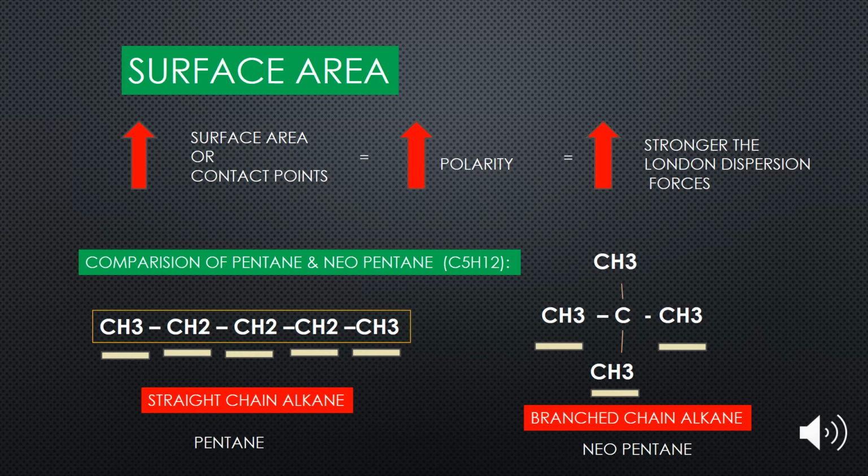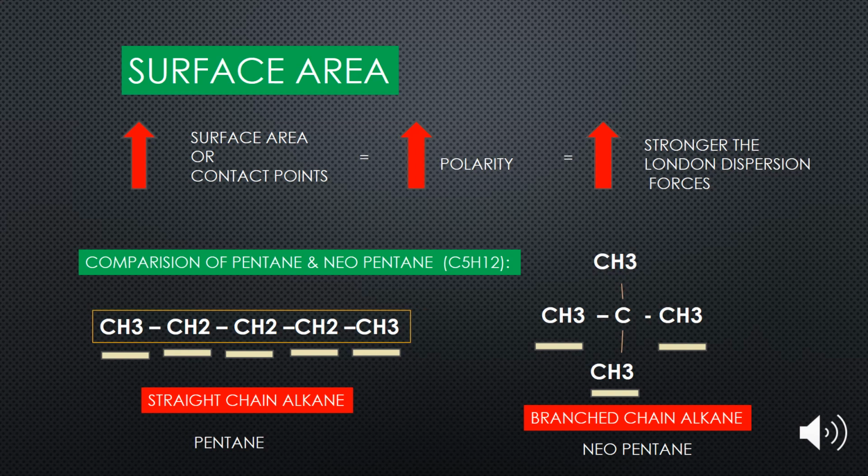To understand it clearly, let us compare pentane and neopentane. Both pentane and neopentane have the same molecular formula, C5H12, meaning that both have 5 carbons and 12 hydrogens. But how will it affect the London dispersion forces? The first is a straight chain alkane, so there are 5 contact points. The contact points are greater in number in the case of pentane because it is a straight chain alkane, which results in greater chances of London dispersion forces.